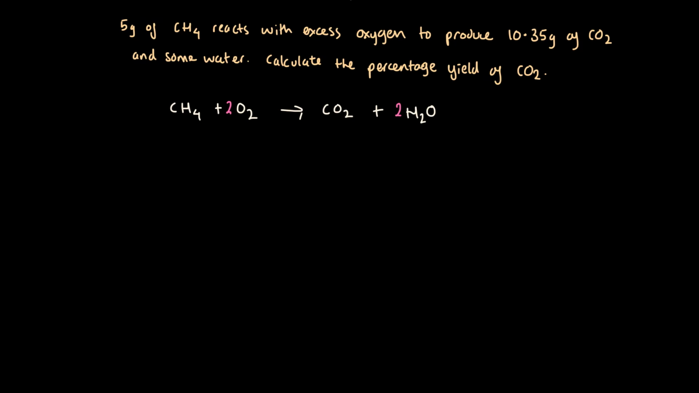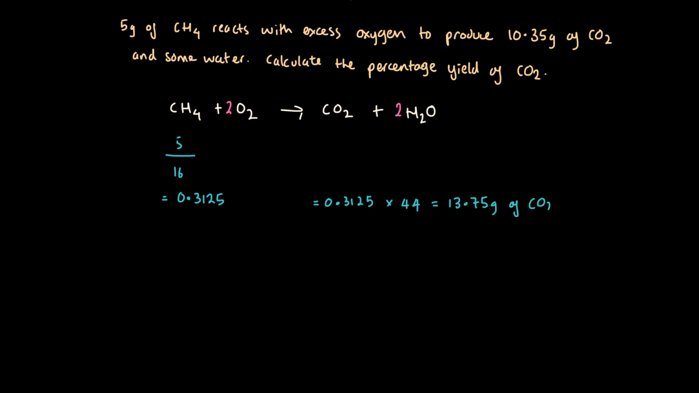So to get the moles, we do mass divided by MR, so 5 divided by 16, and we get 0.3125 moles. Now use the equation to calculate how many moles of CO2 you'd get. We can see in the equation that 1 mole of CH4 reacts to produce 1 mole of CO2. So the ratio is 1 to 1. That means 0.3125 moles of CH4 will produce 0.3125 moles of CO2. Multiply this by the MR of CO2 and we get 13.75 grams.